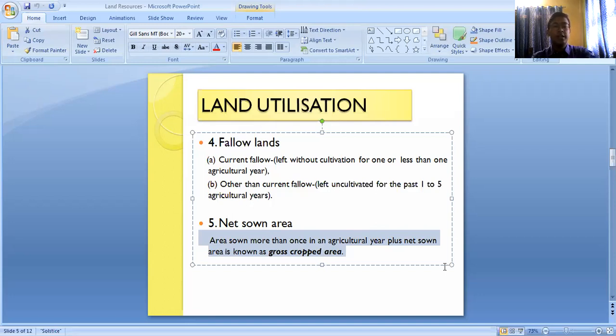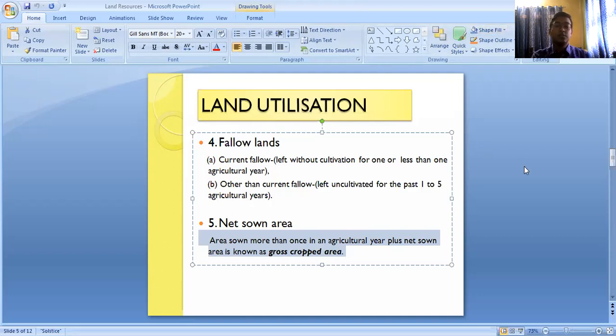It means the net sown area plus the land which is used for agriculture 2 times. One time we have already included under the net sown area, so 1 more time we will be adding it. When we combine it together, it will be known as the gross cropped area. So gross cropped area in simple terms basically includes the net sown area and those agricultural lands where agriculture is done more than once in a year.